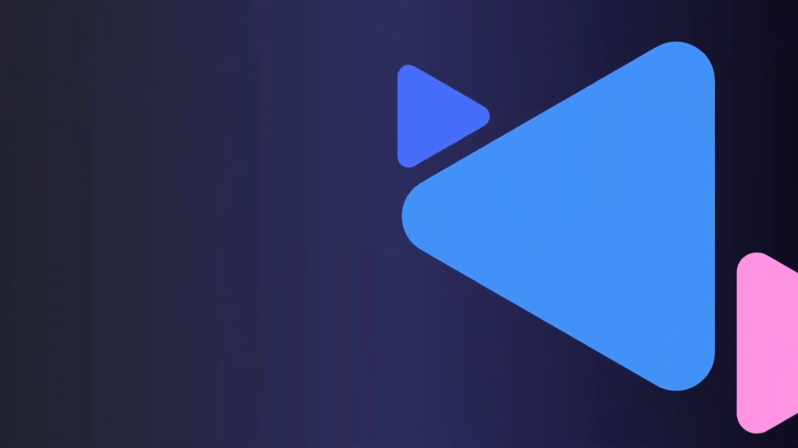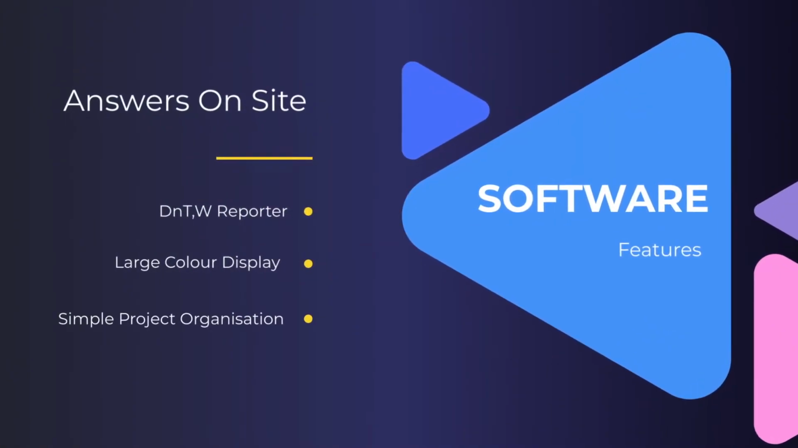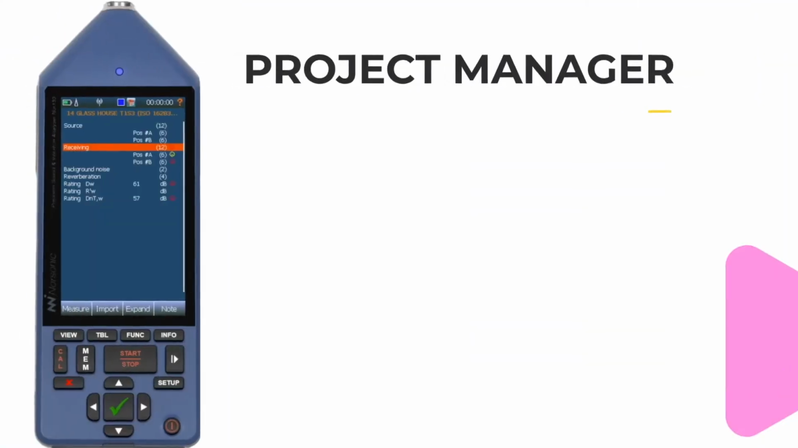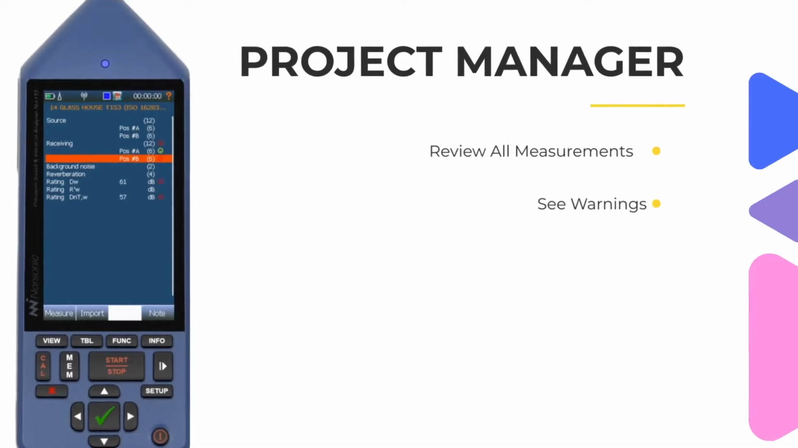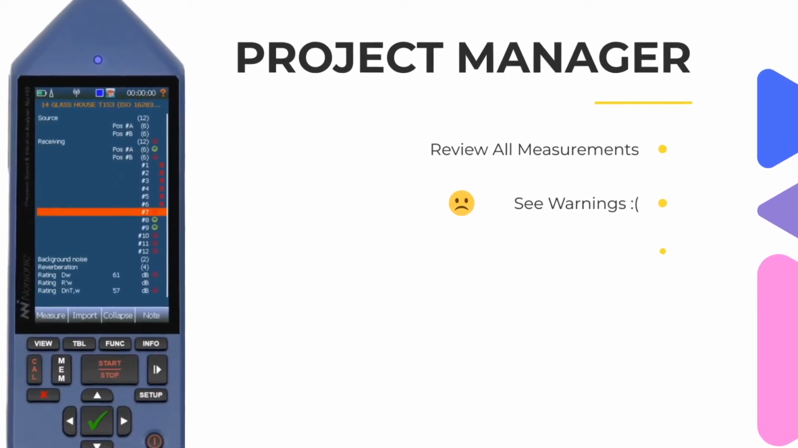So let's take a look at the software features. Project Manager allows you to see all your measurements, see warnings, and exclude a run NS data.